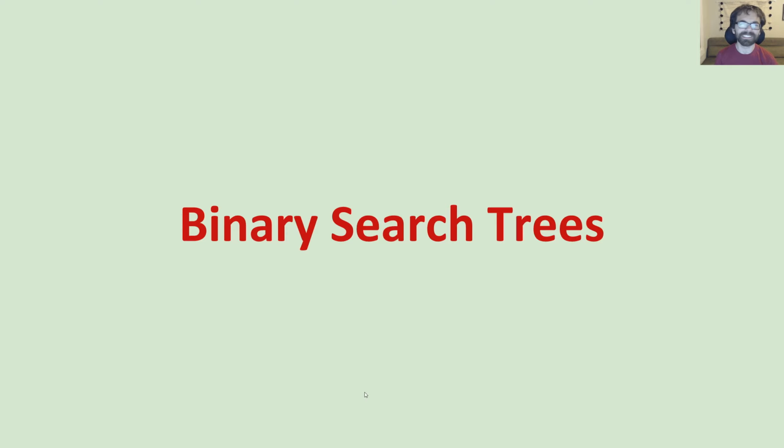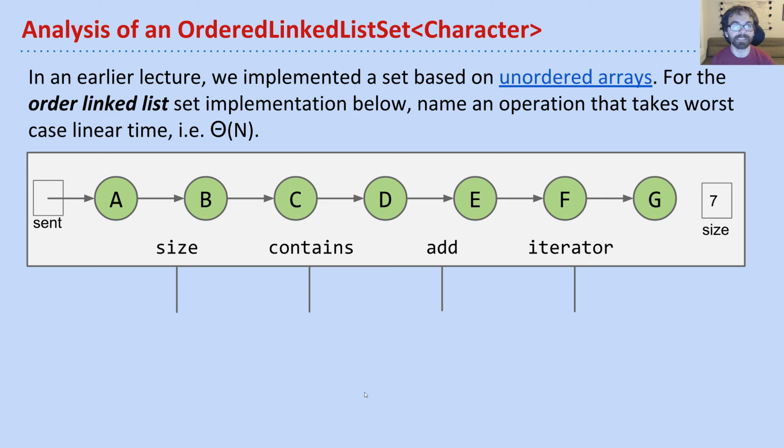Now, it's no fun if I just tell you what they are, so I'm going to force us to actually invent them together. And I'm going to start by analyzing a kind of funny way to implement a set. So imagine that we have an implementation of a set called ordered linked list set. What is it? Well, it's a linked list where all of the items are in order. So if I have the set of the letters A, B, C, D, E, F, G, we have a sentinel node that points at A, which points at B, which points at C, all the way up to G. And we also have a size variable that makes it easier for us to calculate the size.